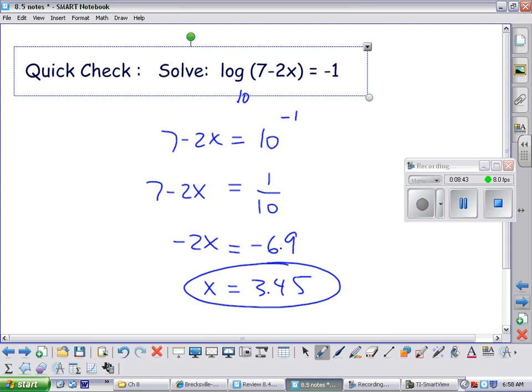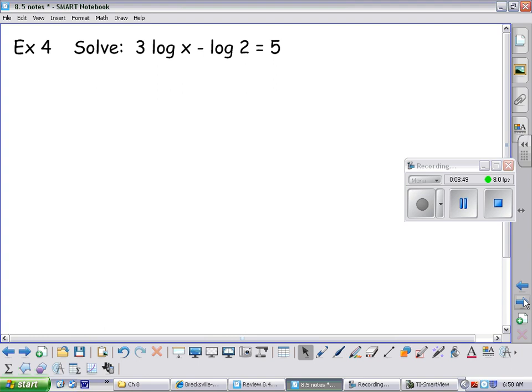And then one more of these for you. Oh gosh, two log statements with a variable in it. As long as you know your rules in section 4, this is easy, because the first thing I'm going to see is that the 3 is an exponent for the x, so I'm going to rewrite this as x to the third.